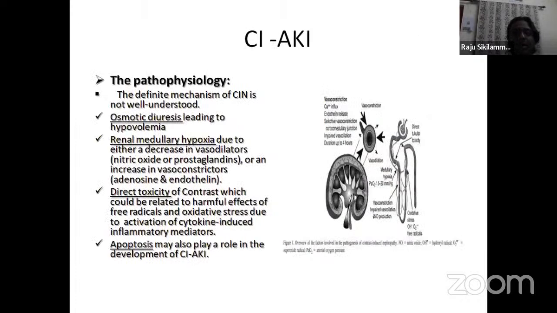Then we come to contrast-induced AKI. The exact pathophysiology and mechanism of contrast-induced AKI we don't know, but we propose 4 main mechanisms. First is osmotic diuresis. Osmotic diuresis leads to hypovolemia and renal medullary hypoxia. It is due to overactivity of vasoconstrictors like adenosine and endothelin over vasodilators, which leads to vasoconstriction. It leads to renal hypoxia. Apart from that, direct renal toxicity of contrast agents triggers oxidative stress and activation of cytokine-induced inflammatory mediators. Then one more mechanism is that apoptosis may also play a role in the development of contrast-induced AKI.